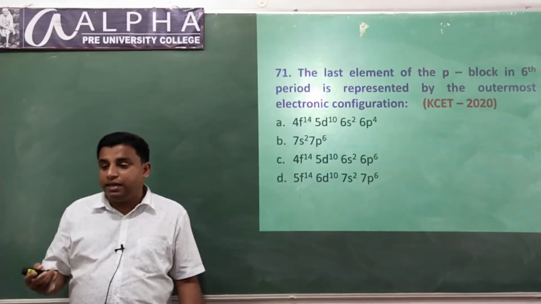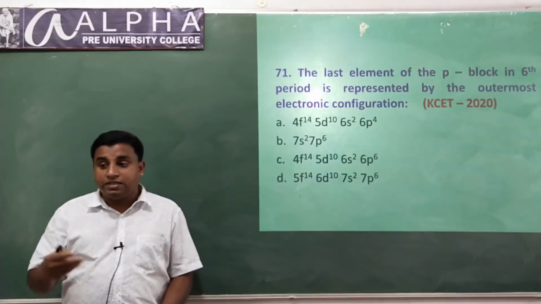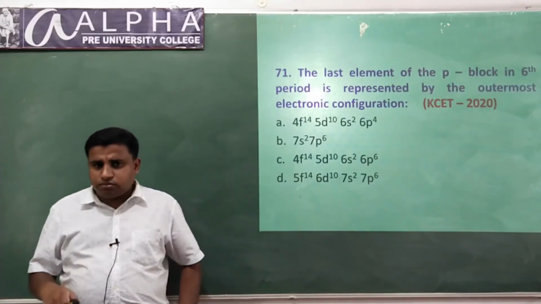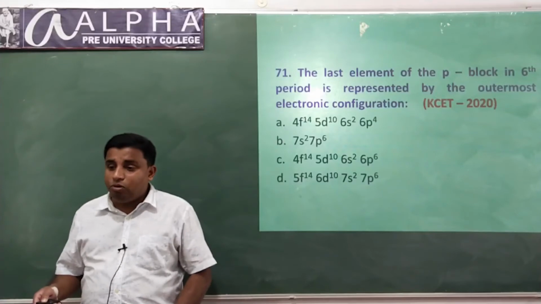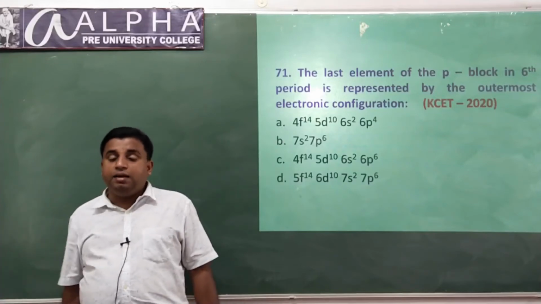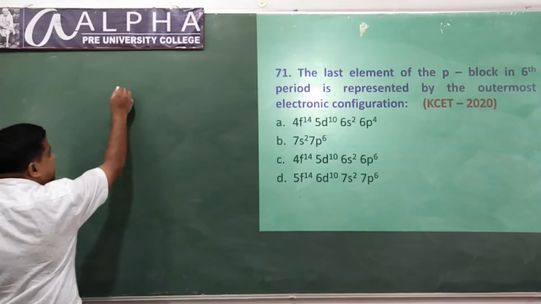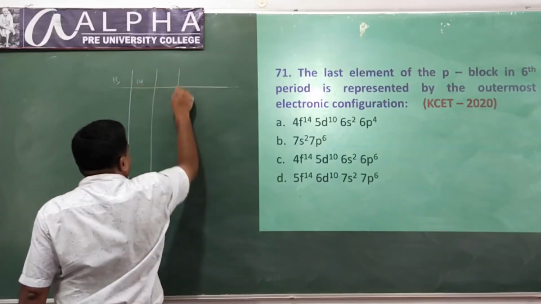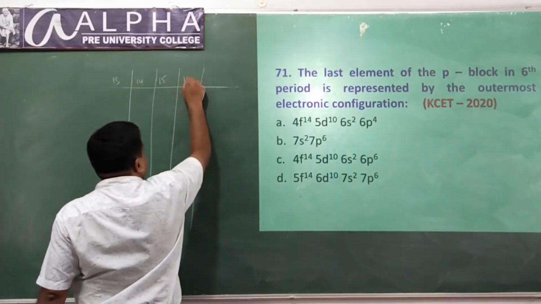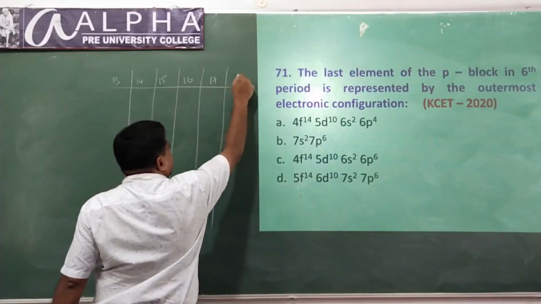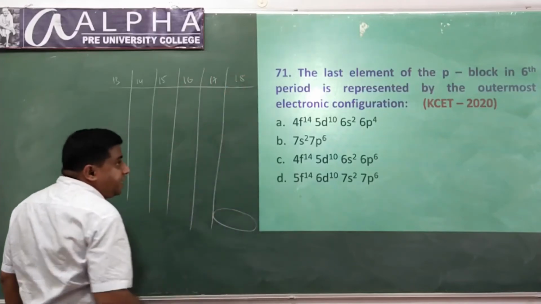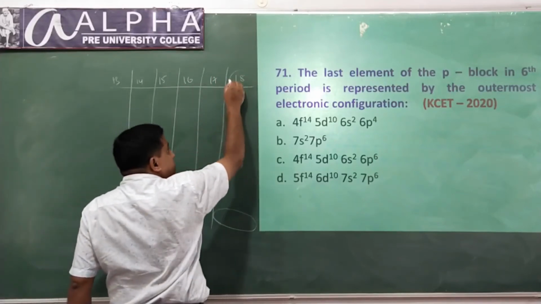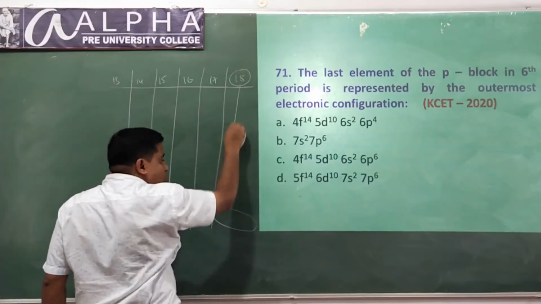I think we have already solved this question, but still it has been repeated in Karnataka CET 2020. The last element of the p block is in the sixth period. The p block has groups 13, 14, 15, 16, 17 and also the 18th group. So the last element belongs to the 18th group.